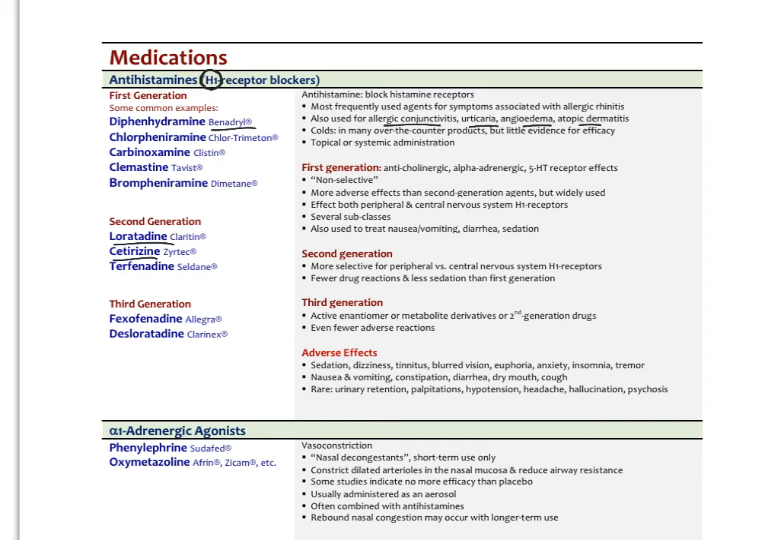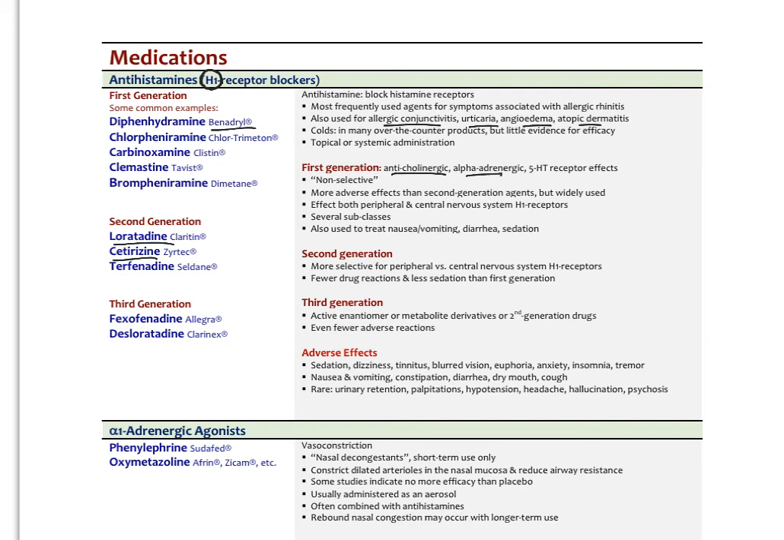They're in a lot of the over-the-counter cold products, although there's little efficacy that they work well for that. They can be given orally, they can be given topical, and so forth. The first generation, in addition to the antihistamine effects, are also very strongly anticholinergic. They block a lot of the parasympathetic activity, so that sometimes they can actually make you too sympathetic, so speed up your heart rate, dry up your secretions. Unfortunately, that can even constrict your airways a little bit more.